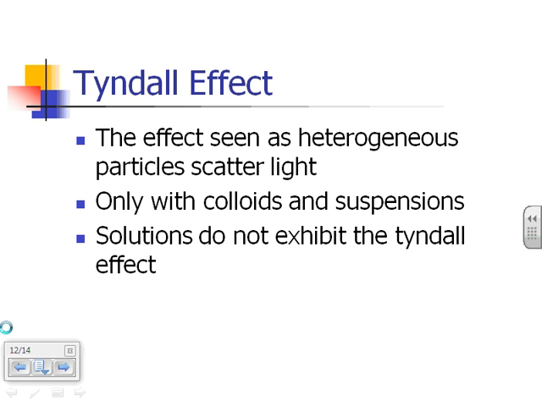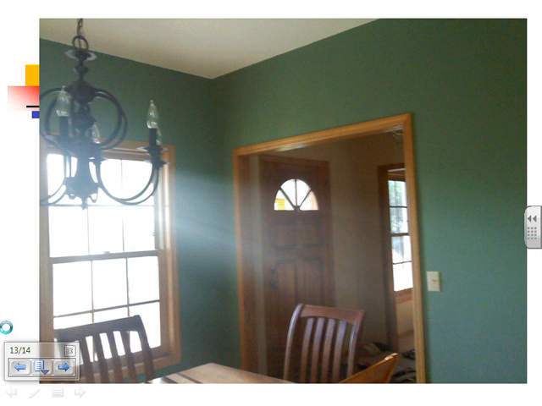Also, if you have smoke in a room, here's an example. You have smoke in the room and you have the sunlight coming in the window here. You can see this hazy area right there. That is the Tyndall effect, where the light is bouncing off those smoke particles and scattering the light. So that's the Tyndall effect.